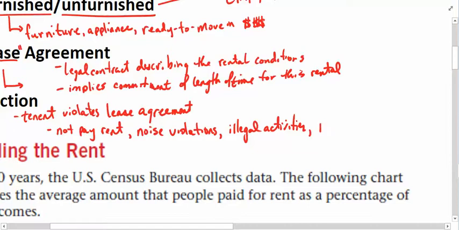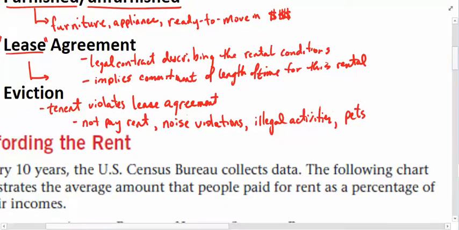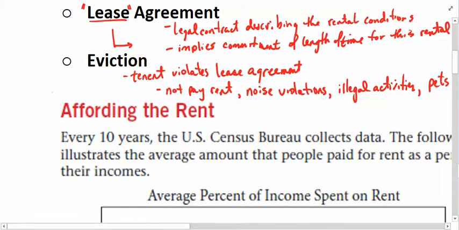Some landlords will evict you if you have pets in the apartment, if you agree to no pets and that sort of thing. But it's important to remember that no landlord can simply evict you just because they want you out of the property. That's what this lease agreement does. It protects you from that.